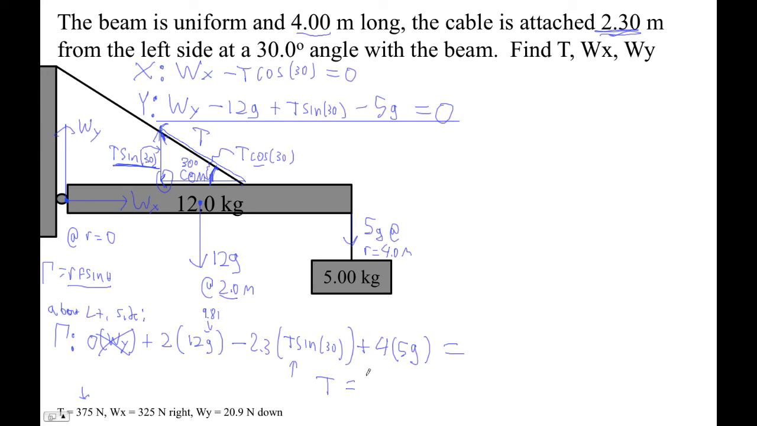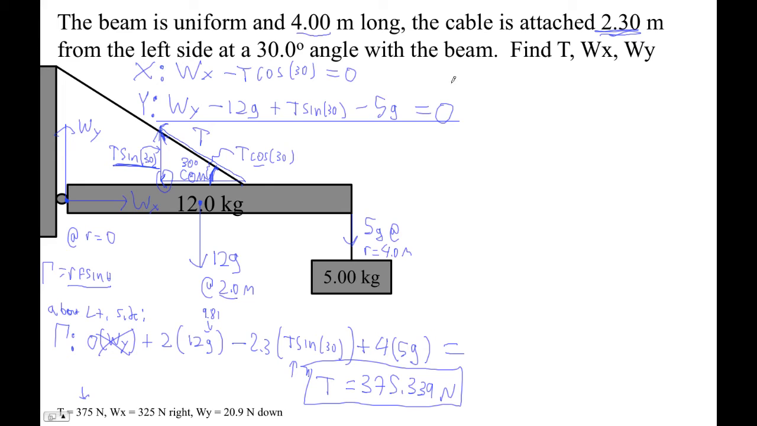So the tension is 375.339 newtons. And tensions are always tensions. They're always positive numbers because it's very hard to push with a cable. Okay, so that's, I've got the tension now, right?